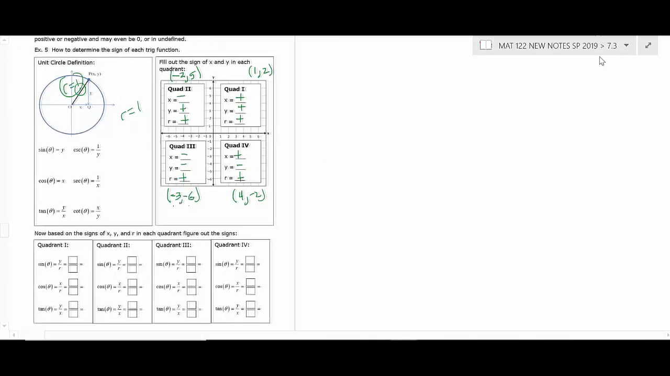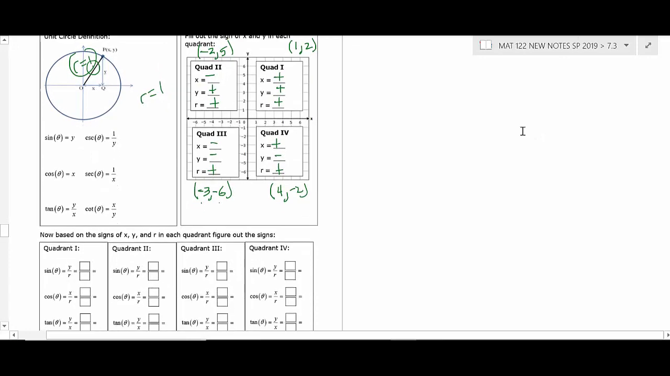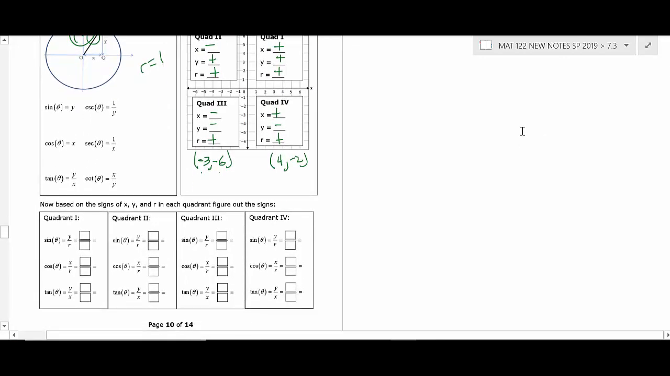So here are the unit circle definitions that we learned. Remember, in a unit circle, r is equal to 1. The sine is just the y value of the point. The cosecant is the reciprocal. The cosine is the x value of the point on the unit circle. Secant is the reciprocal. The tangent is the ratio of y over x in your point, and the cotangent is x over y. So based on this diagram and the definitions of the trig functions, we're just going to figure these things out.